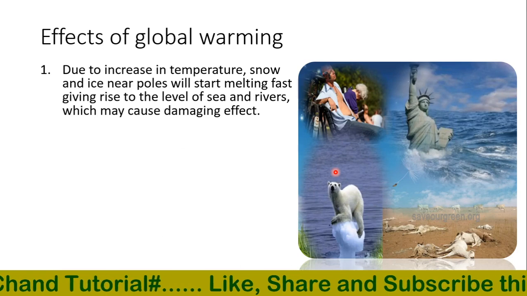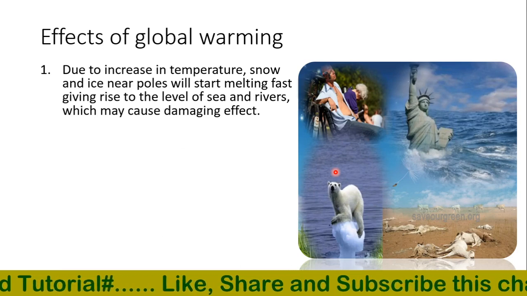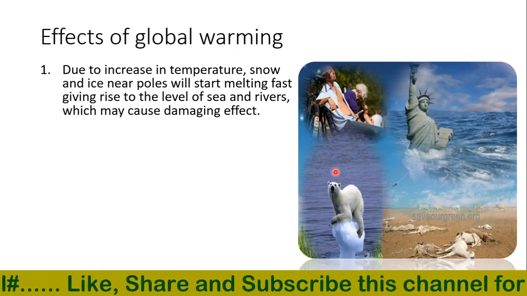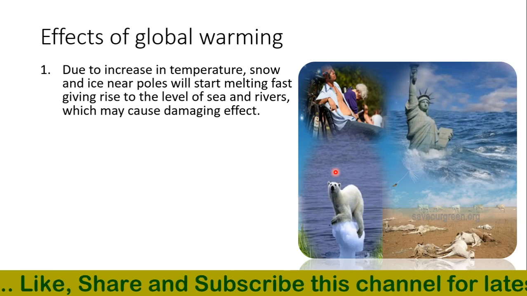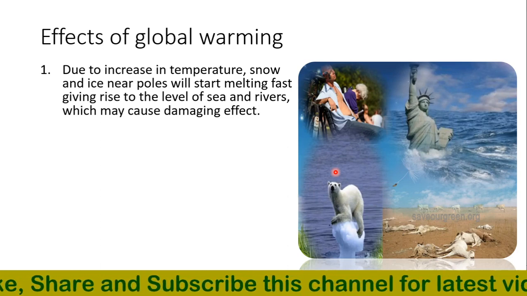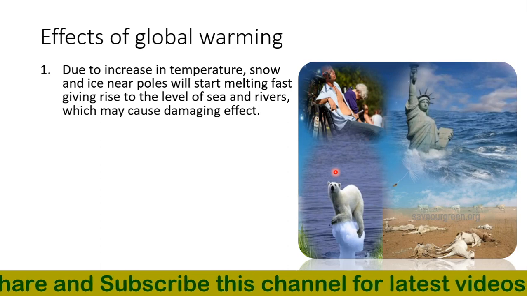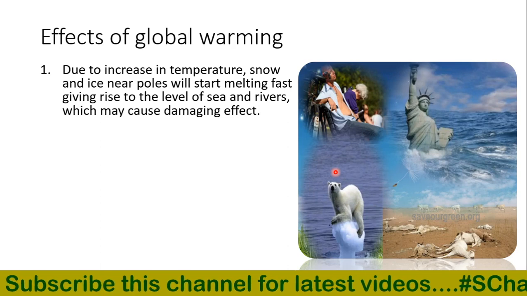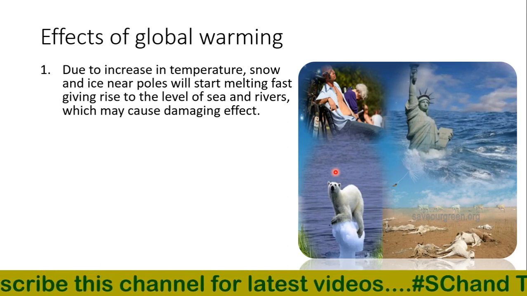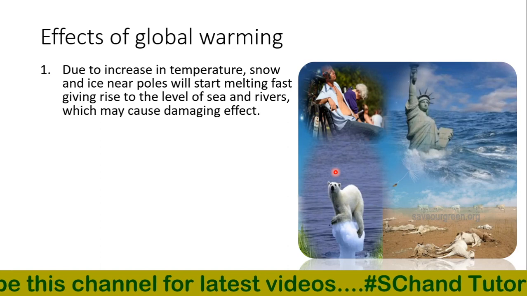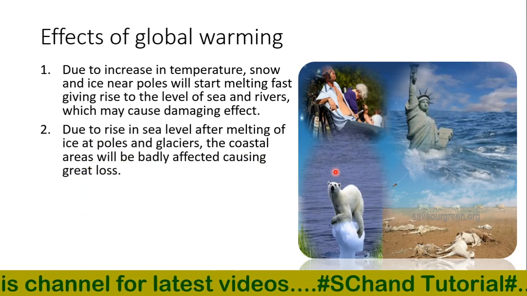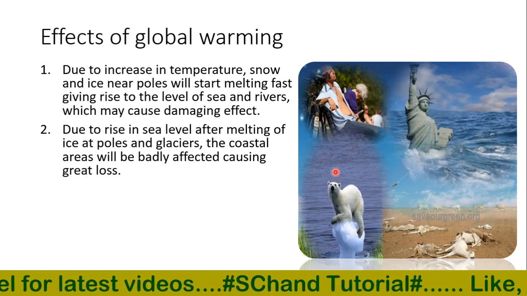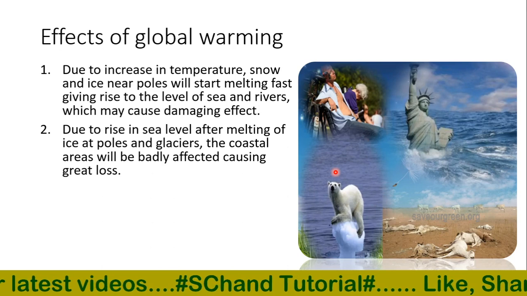Due to the increase in temperature, snow and ice near the poles will start melting fast. This will raise the level of sea and rivers, which may cause damaging effects. Because of the melting of ice, the level of sea and ocean water will increase, leaving less land to survive on. Due to the rise in sea level after melting of ice at the poles and glaciers, the coastal areas will be badly affected, causing great loss.